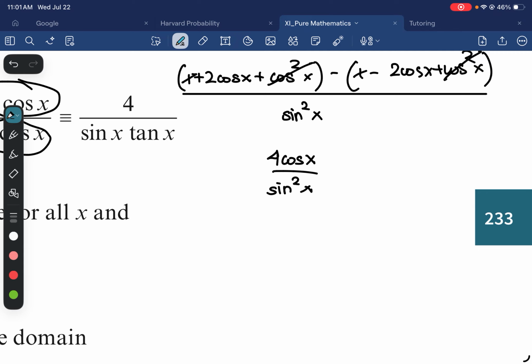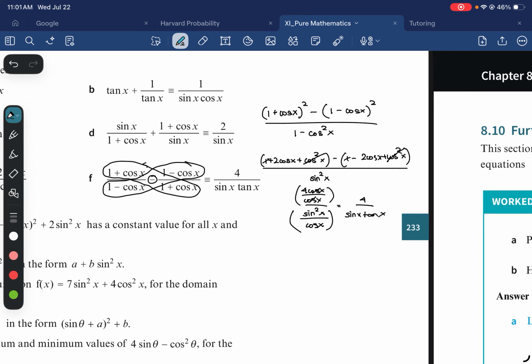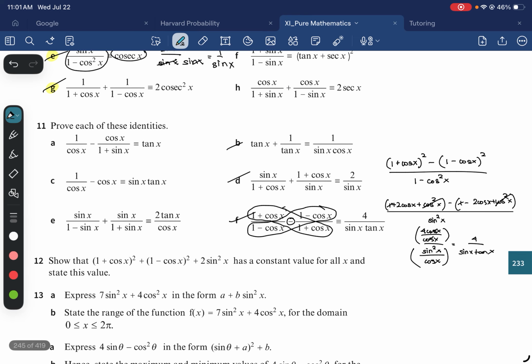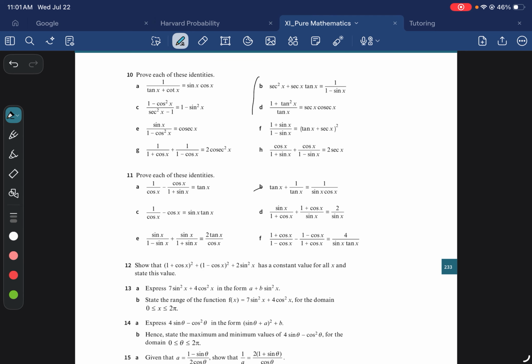Now, let me divide the numerator by cos x and the denominator by cos x, right? So my numerator becomes 4 because cos x and cos x cancel out. In my denominator, I'll keep 1 sine x and I'll write it as sine x over cos x. And sine x over cos x is just tan x. And that is how you get your right-hand side. So we're done. All right. So we're done with most of the proof questions, and I'll leave these ones for you to practice on your own.